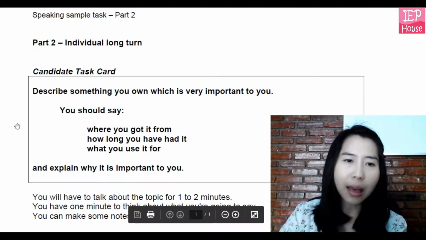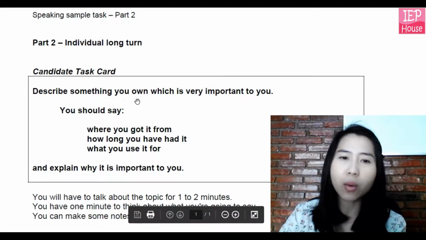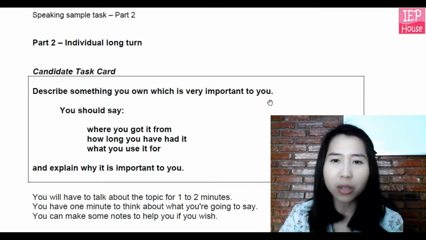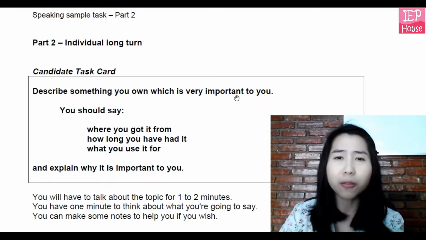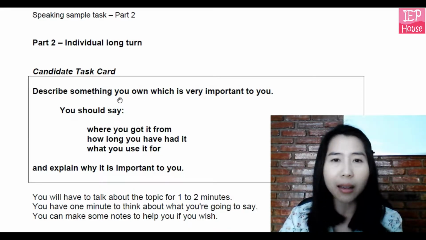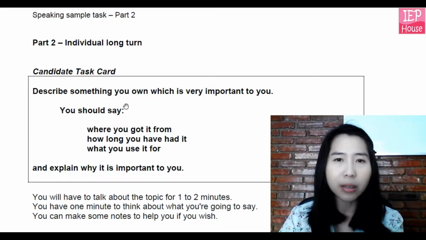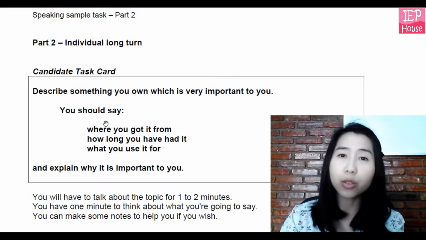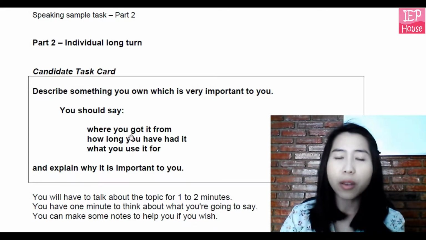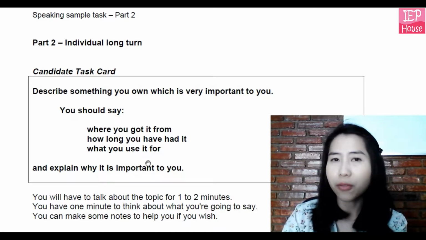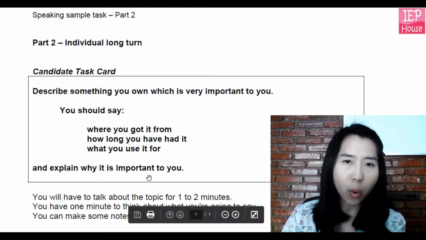You have to look at the cue card here and you will see the main question at the top. In this example, it asks you to describe something that you own, which is very important to you. So you see that the words here are very simple and you should be able to understand every single word and the entire question clearly without needing to ask for help. Then you see that you should say or talk about where you got it from, how long you've had it, what you use it for, and explain why it is important to you.